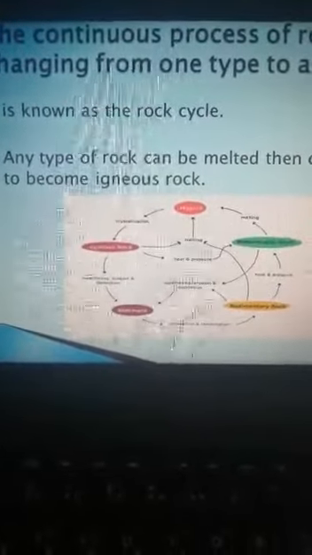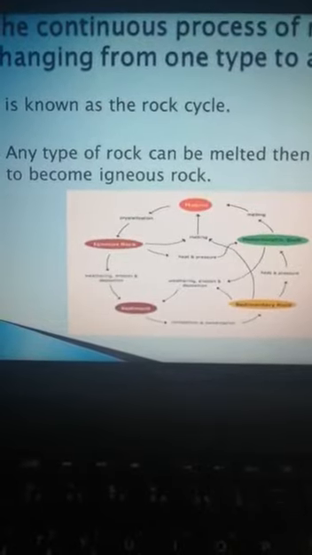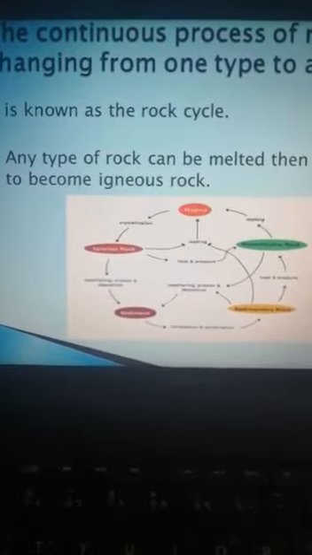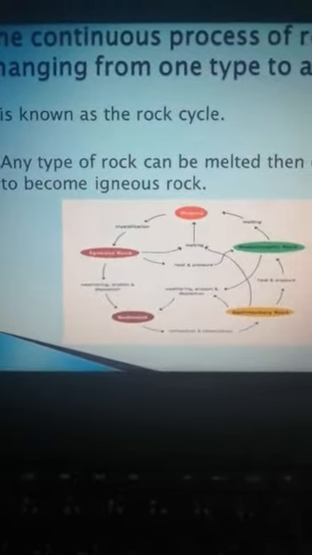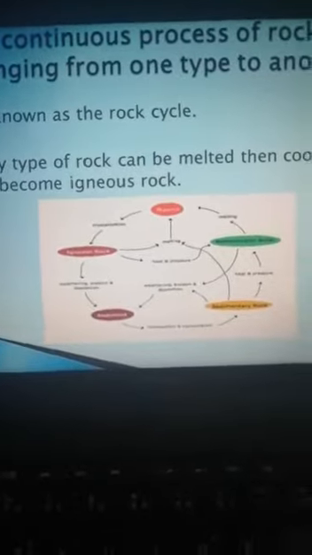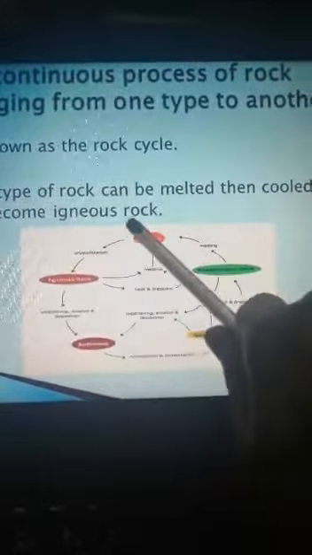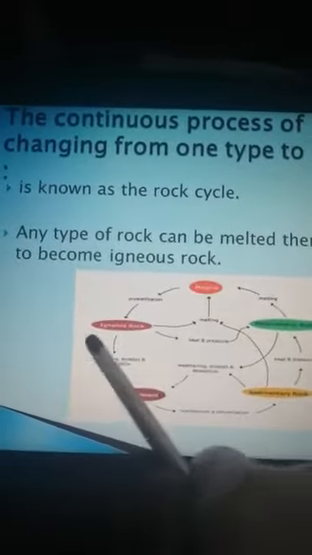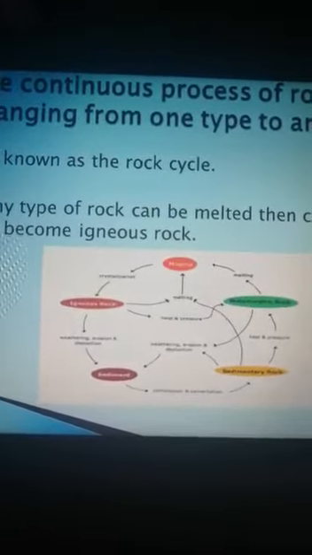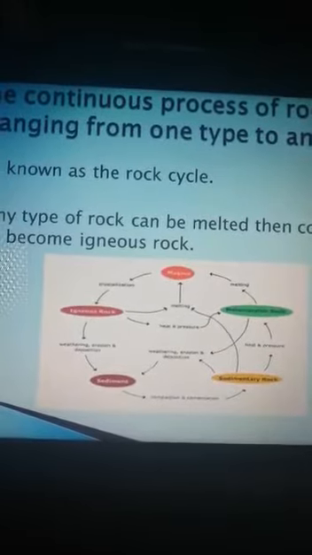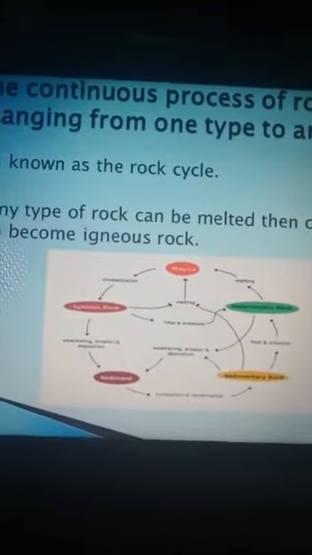Now let's learn what is meant by the rock cycle. The rock cycle is the continuous process of rock changing from one type to another. Any type of rock can be melted, then cooled to become igneous rock.